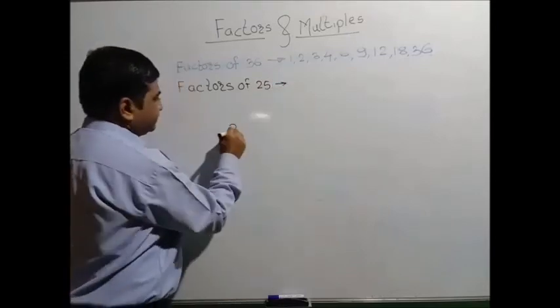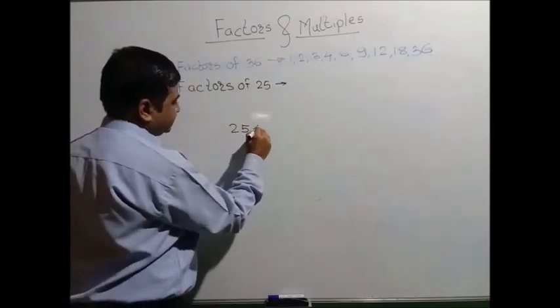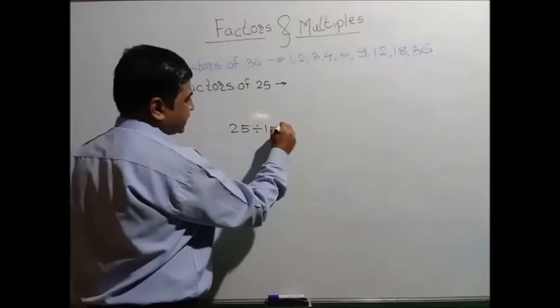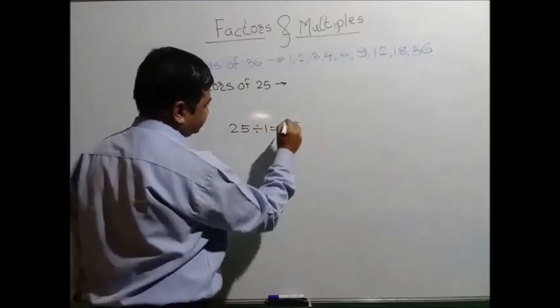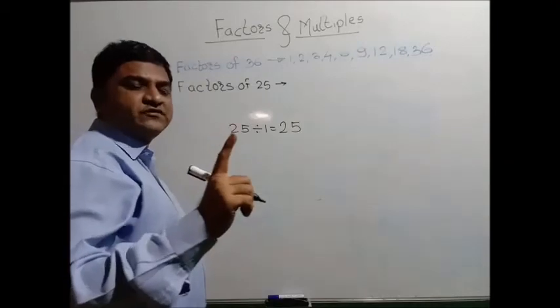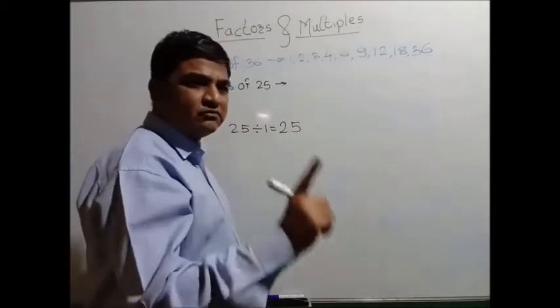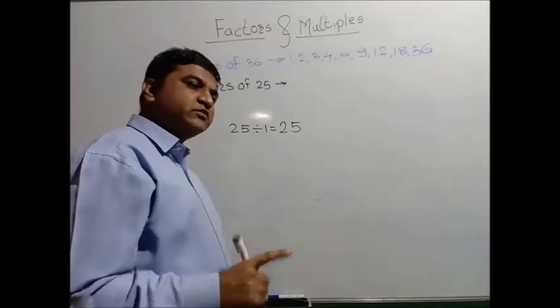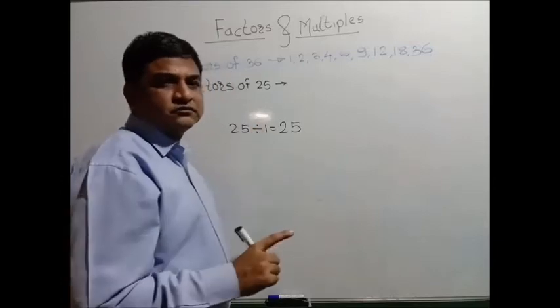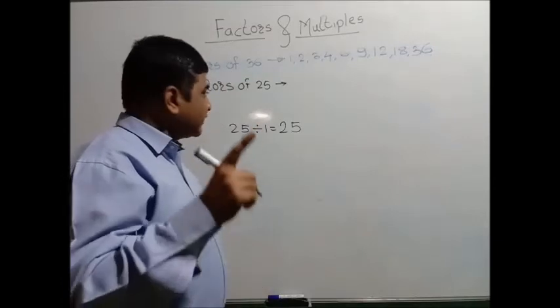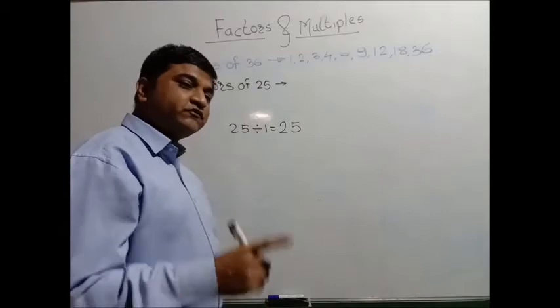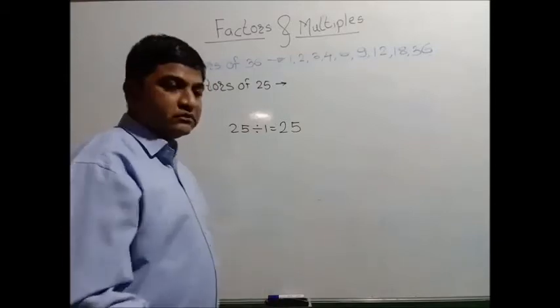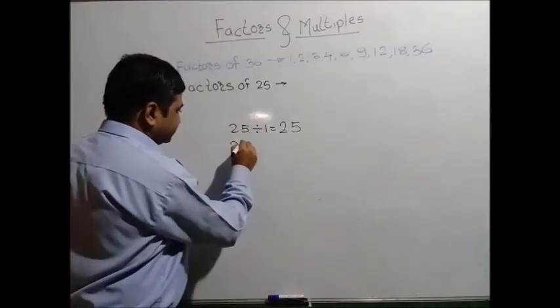First of all, we will begin by dividing the given number by 1. What I get is the same number. So first thing first, I can divide every number by 1. So 1 is said to be a factor of every number. I can divide every number by 1. So 1 is a factor of every number. Fine, very good. So keep that in mind.